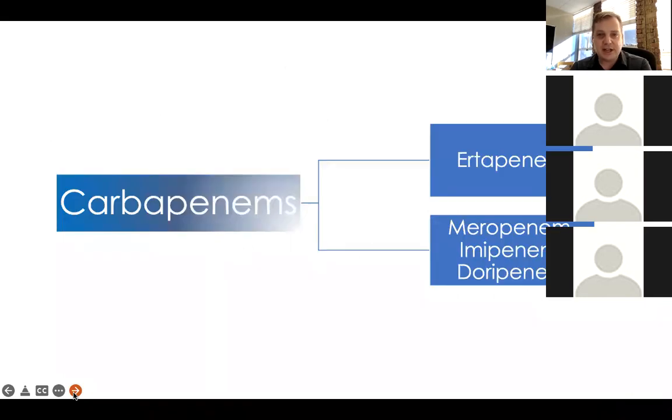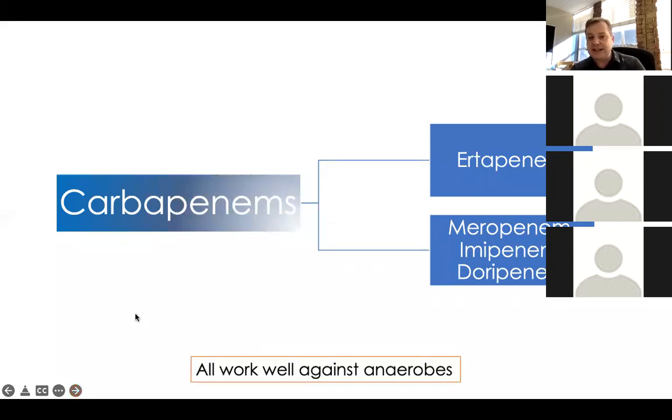So that's there. And then just really briefly, the carbapenems, because there's not a lot to add to what we've already covered. The only thing to understand with the carbapenems is that you really need to divide them into ertapenem and the other carbapenems because they're quite different. So for ertapenem, by the way, they work well against anaerobes. So again, you don't need anaerobic cover if you're using a carbapenem.